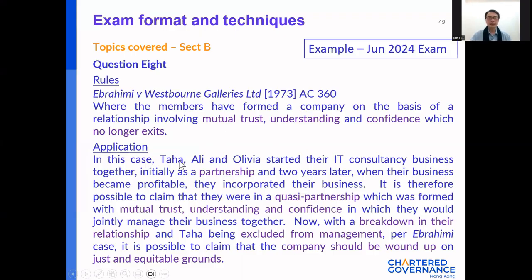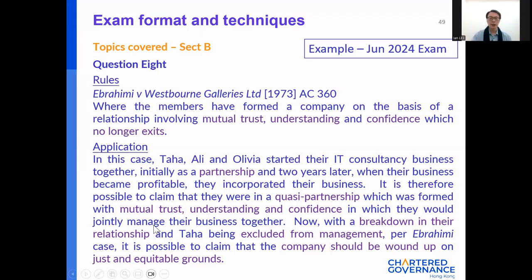So in this case, Taha, Ali, and Olivia started their IT consultancy business together, initially as a partnership. After 2 years, when the business became profitable, they incorporated their business. They started a limited liability company to continue to run their business. So it's possible to claim that they were in a quasi-partnership, even though it was in a corporate form, a limited liability company, but the whole thing grew from the initial relationship of mutual trust, understanding, and confidence between them, in which they would jointly manage their business together. That was how it all started.